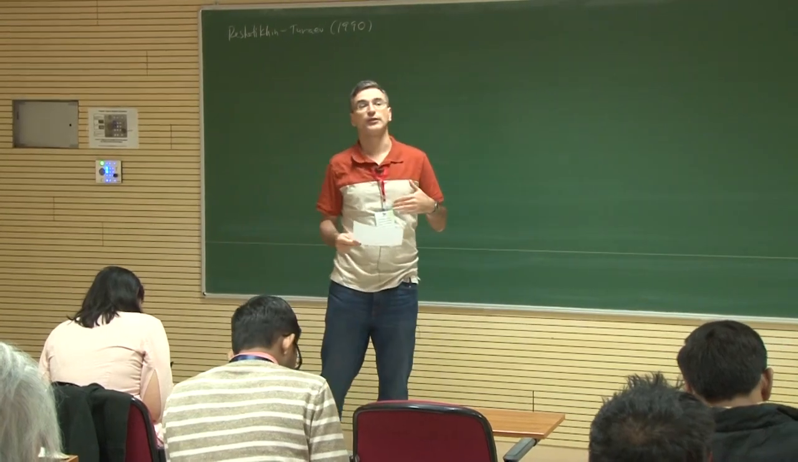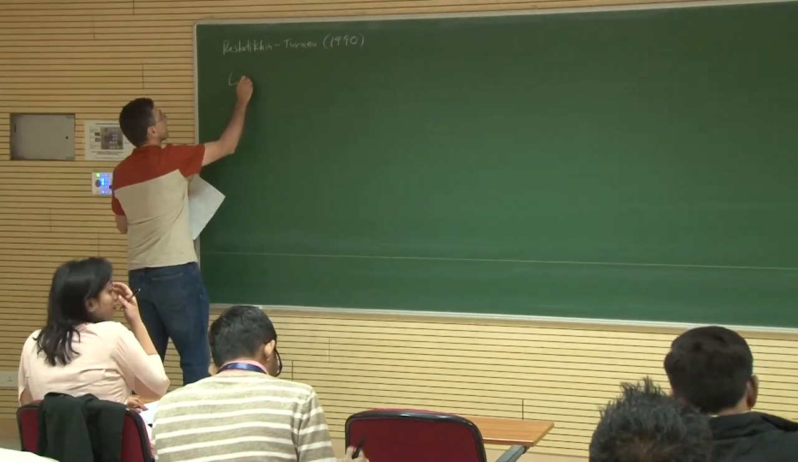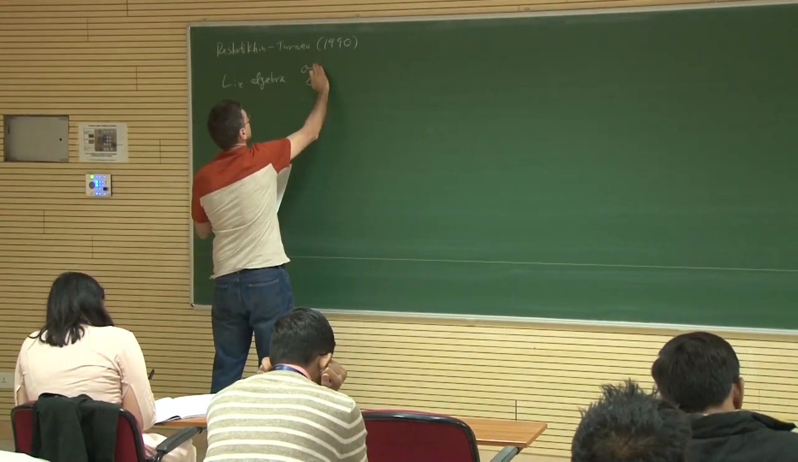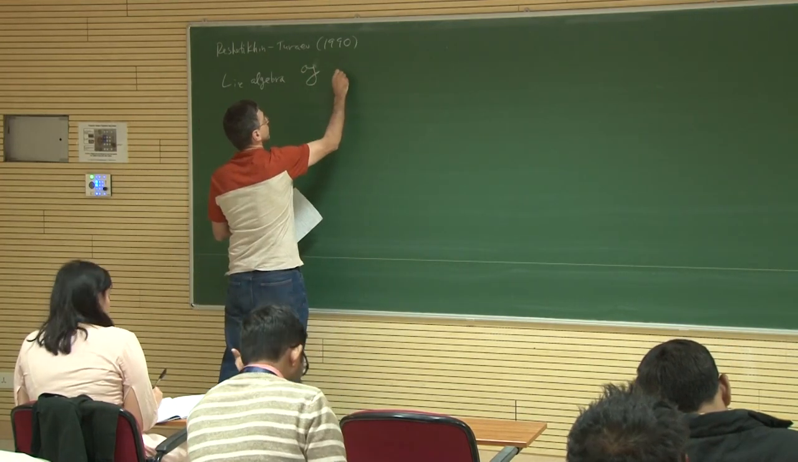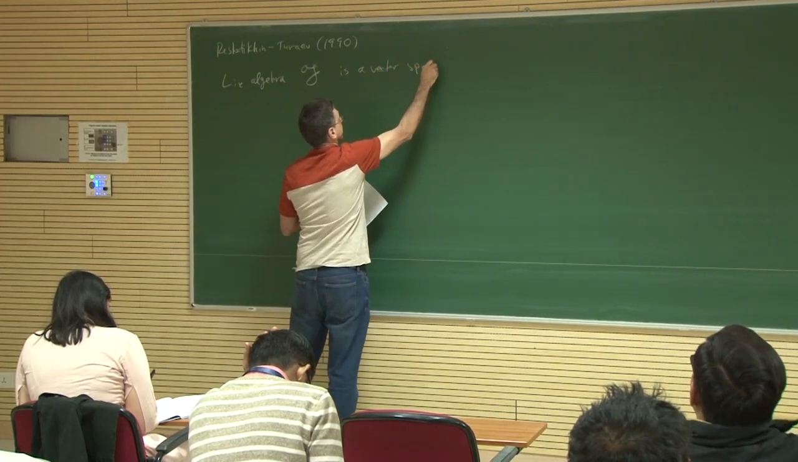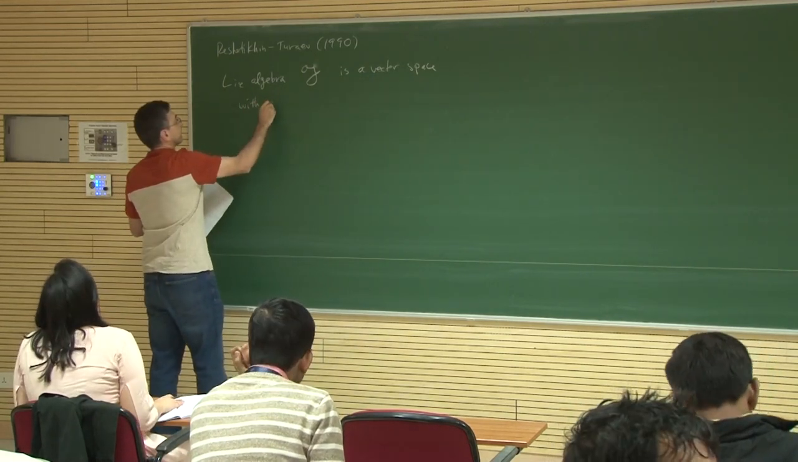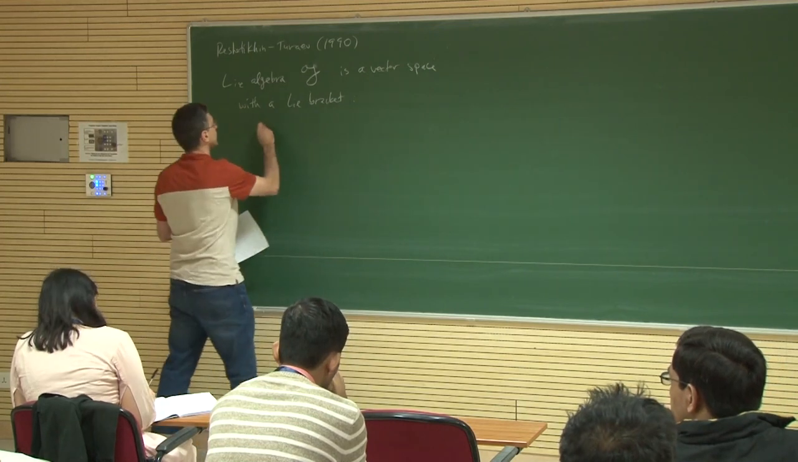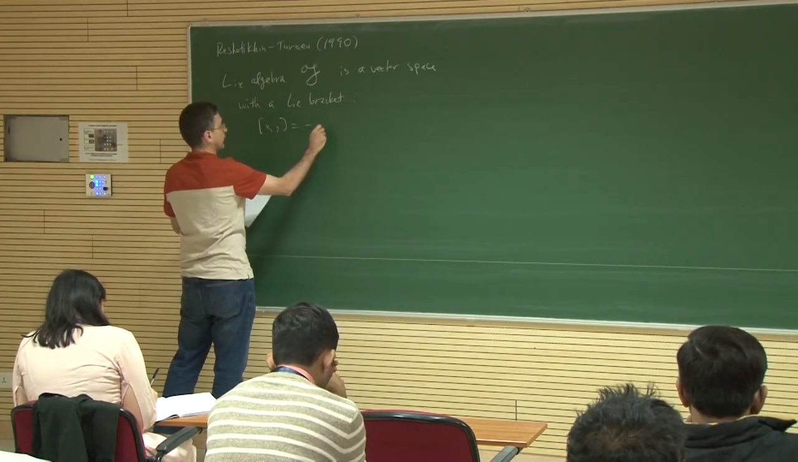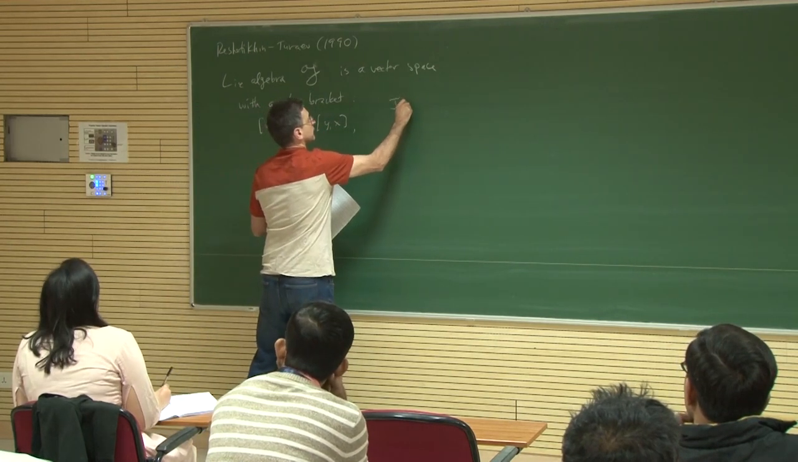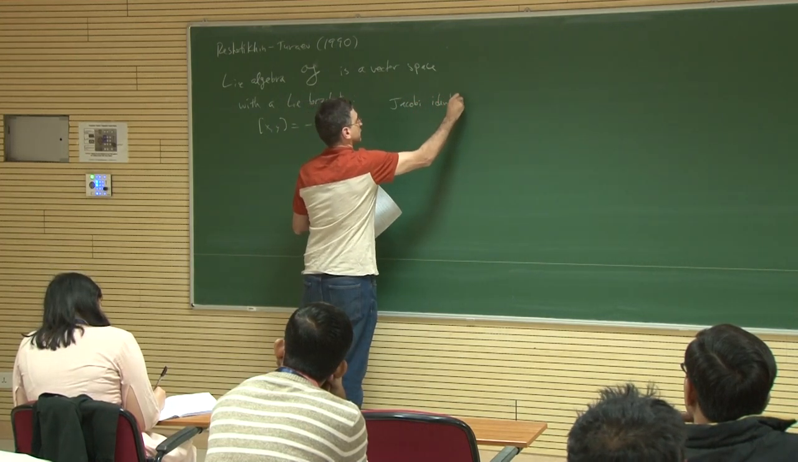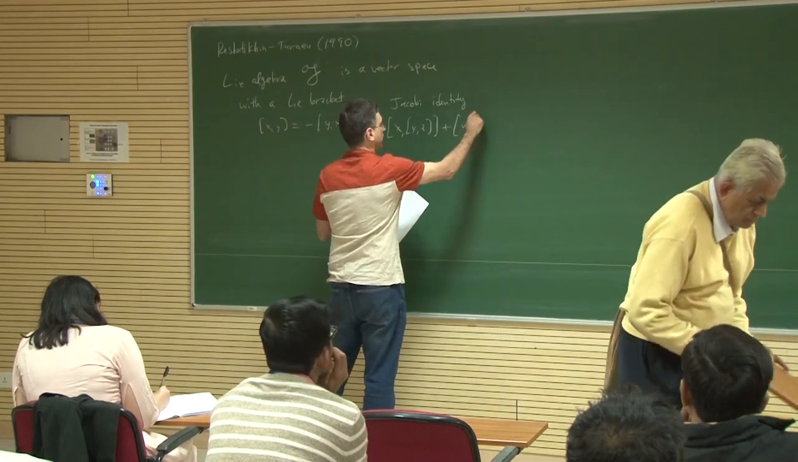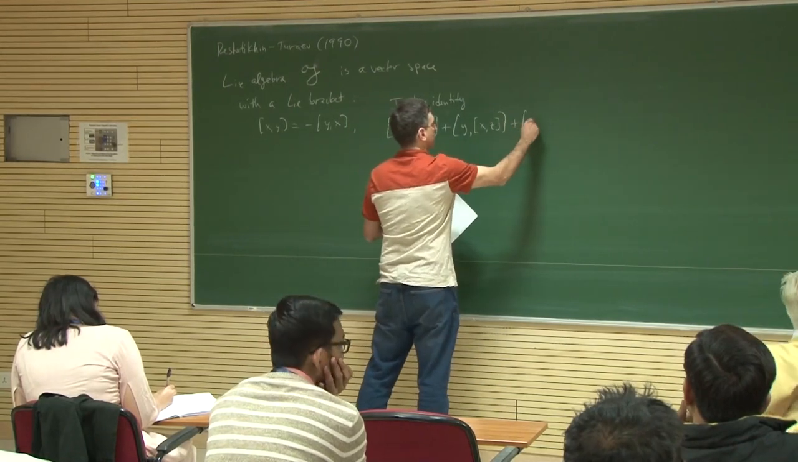Okay, so to set things up, I want to start with a little bit of algebra. So a Lie algebra, which I'll denote like this, is a vector space with a Lie bracket. It's a bilinear operation that satisfies some famous identities: [x,y] equals minus [y,x], and the Jacobi identity. The Jacobi identity is [x,[y,z]] plus [y,[x,z]] plus [z,[y,x]].